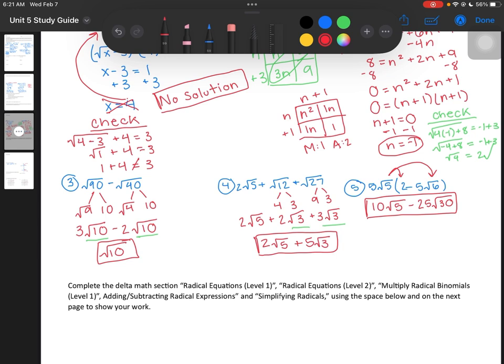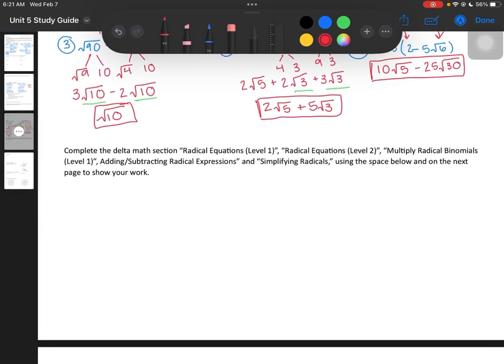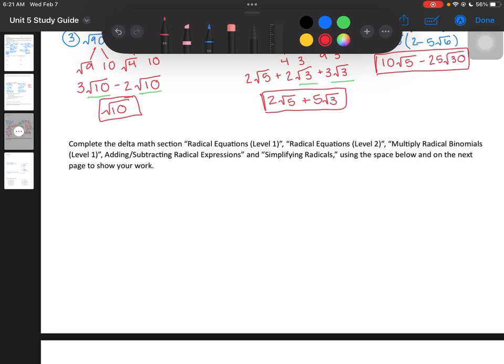Okay, so crash course on adding and multiplying radicals and subtracting them. So this one we are doing mostly in Delta Math. So there's 3 Delta Math sections: radical equations level 1, radical equations level 2, multiply radical binomials, adding and subtracting radical expressions, and simplifying radicals. There's just 1 or 2 questions for each of those sections, so don't get overwhelmed by the number that there is, but use the space here to show your work. So go ahead and pause the video now, do those radical questions, and then come back for our very last section.